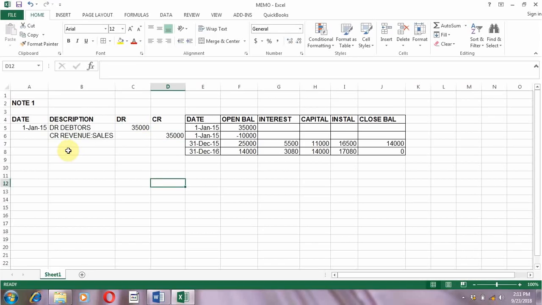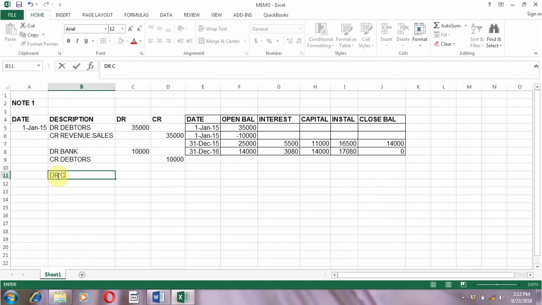Thereafter, we have to take into account that an immediate payment was done. So we will debit the bank and credit the debtor's account. And the immediate payment was equal to 10,000, as we can observe in our amortization table. Then we should not forget, and it's easy to forget, that there's a perpetual inventory system. So therefore, we will debit the cost of sales and we will credit the inventory account.